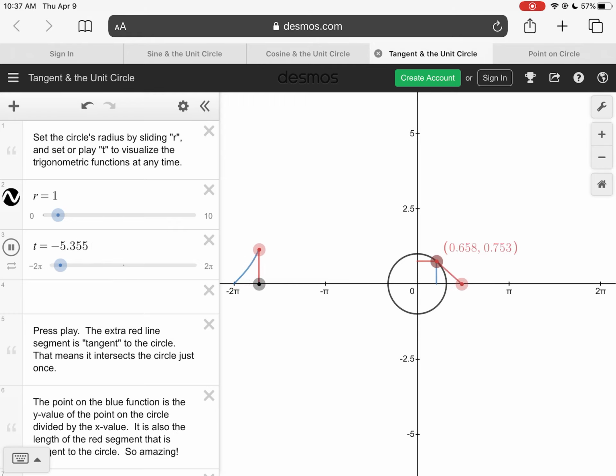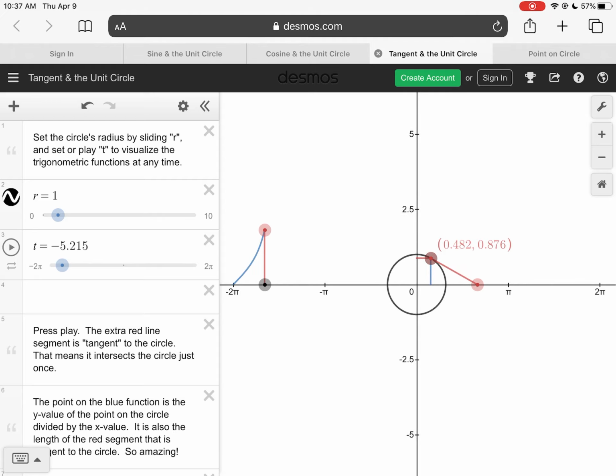All right, so this is interesting. If we press play, we're going to see a new line. You see this red line over here? This red line is called a tangent. It just intersects the circle once, and then it goes to the x-axis. Now, if you take a look, there are some interesting things that happen here. You see the red line over here.